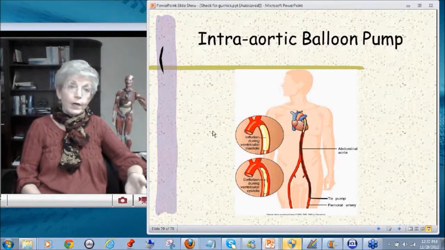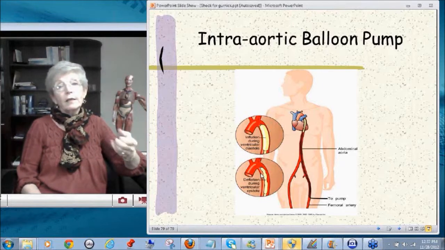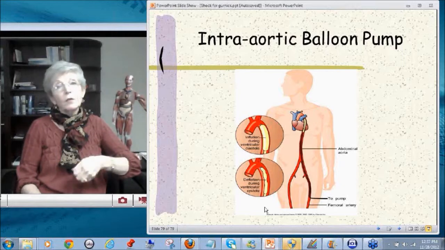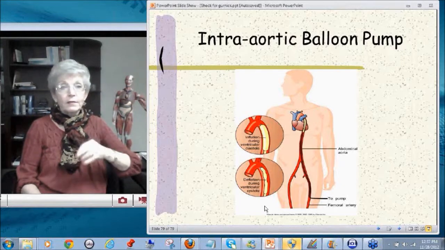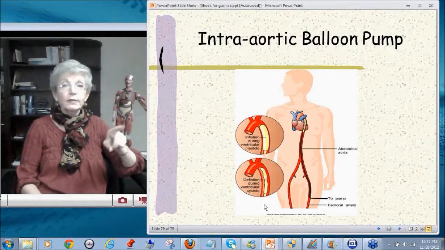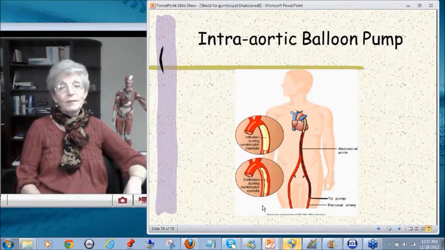It improves coronary artery filling, you feed it better, and then when it wants to contract, it doesn't have to do so much work. So it is a cardiac assist device. And again, the key word to remember is counterpulsation.